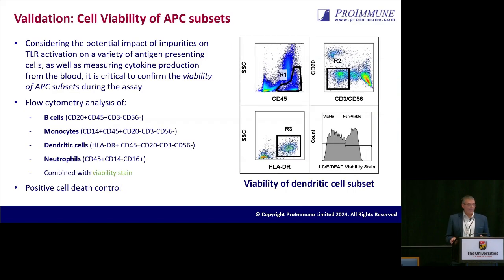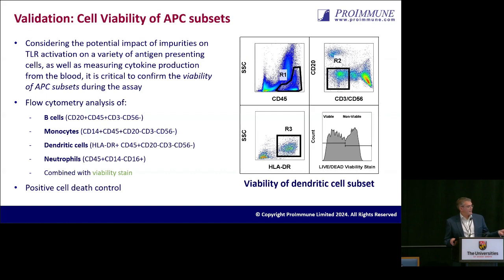We need to measure cell viability of antigen-presenting cell subsets. That's really important because considering the potential impact of impurities on TLR activation on the different APC subsets, as well as measuring the cytokine production, is really, really important. And we look at a panel of different APC types. So we're looking at B cells, monocytes, dendritic cells, and neutrophils, all by flow cytometry. And this is combined with a live dead viability stain in the flow so that we can be sure that the different cell subtypes are not affected by the presence of the drug product.